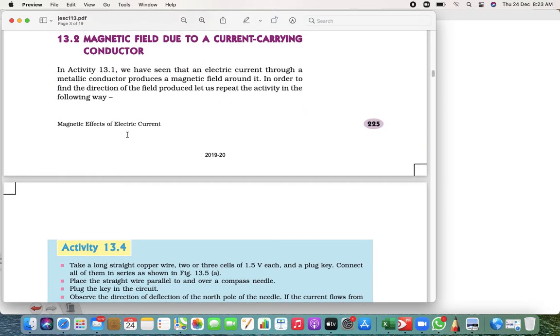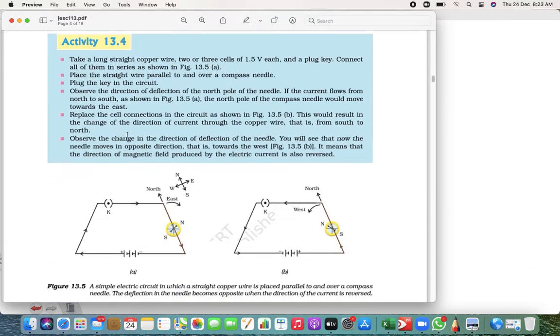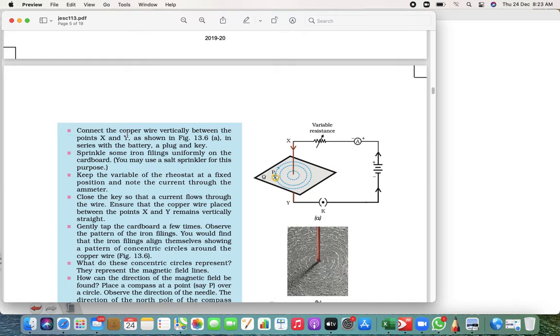Please have a look, right? It's a very interesting topic. What we are going to learn tomorrow is the right hand thumb rule. We still have to know one thing more. We learned that it is in concentric circles, but whether the magnetic field is in the clockwise or anti-clockwise direction, who will give that answer? That is the right hand thumb rule.